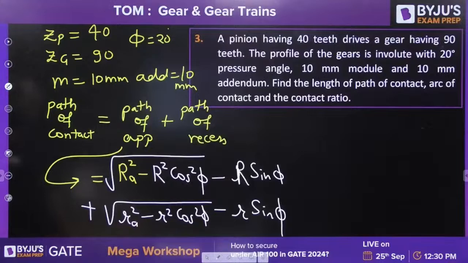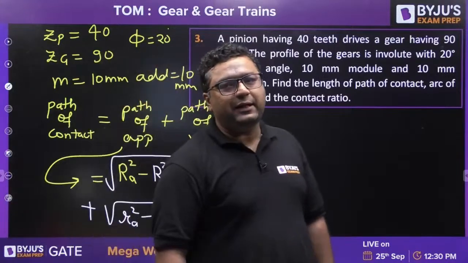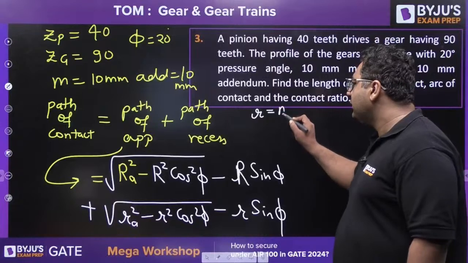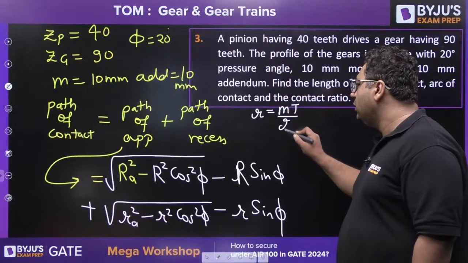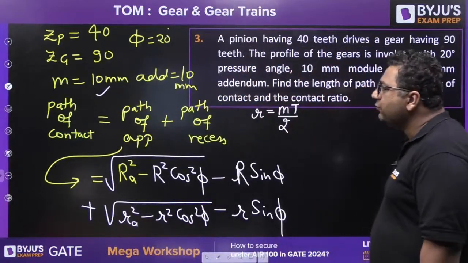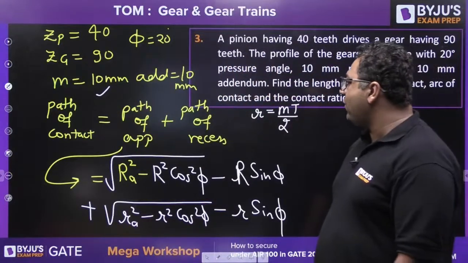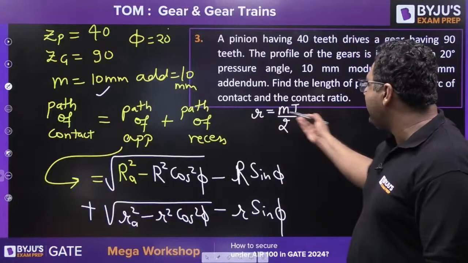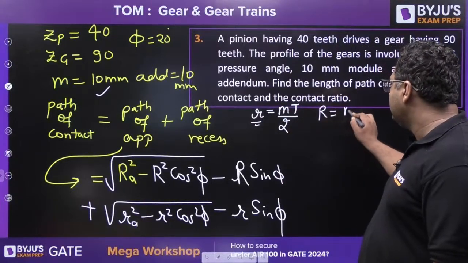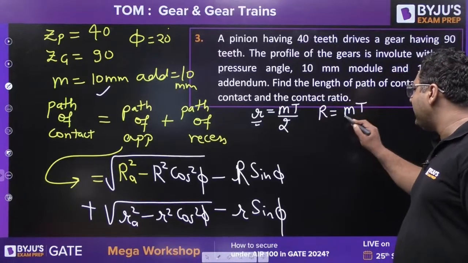Okay. Don't worry about the radius. Radius can be written as module times number of teeth, mt by 2. You know module is same for both. So if you want to find out this, mt by 2 will help you to find out small r and capital R. Okay. This is also mt by 2.